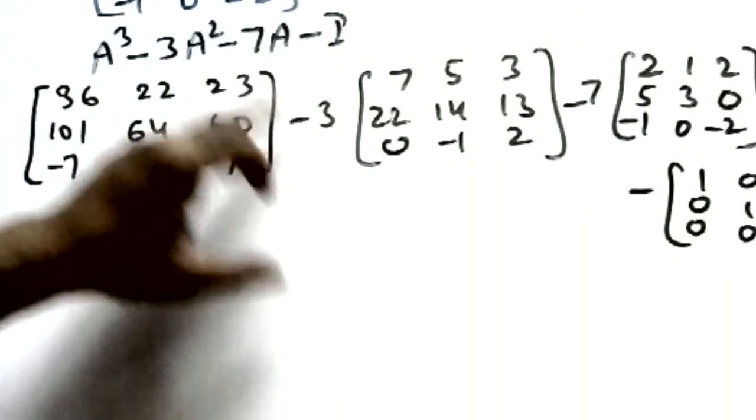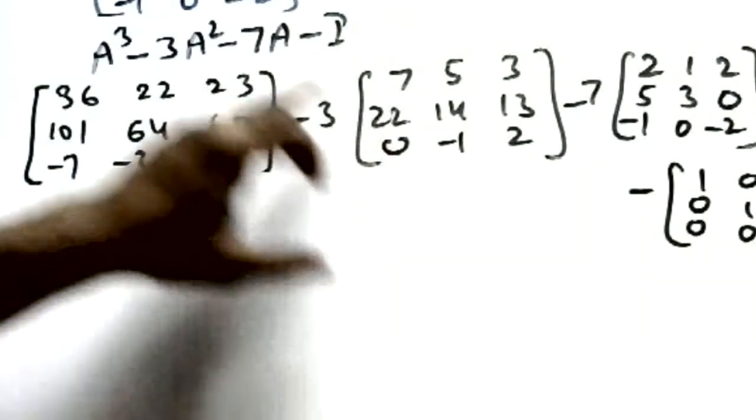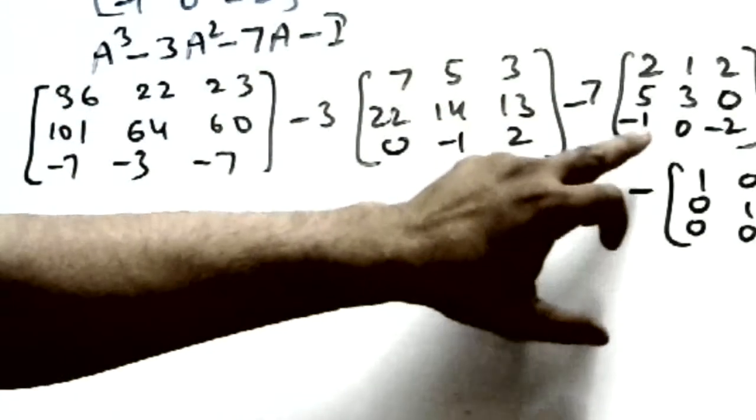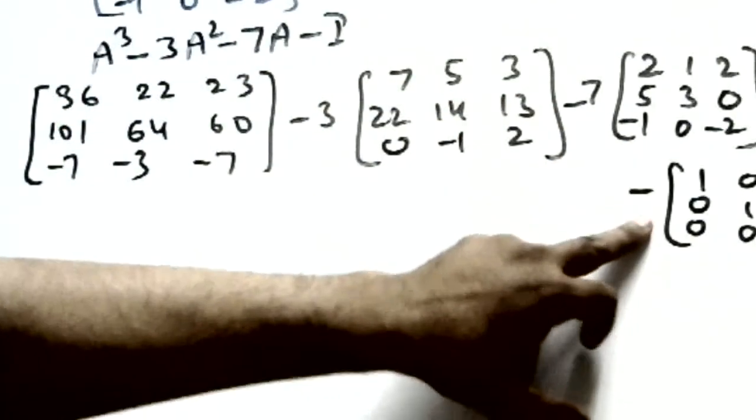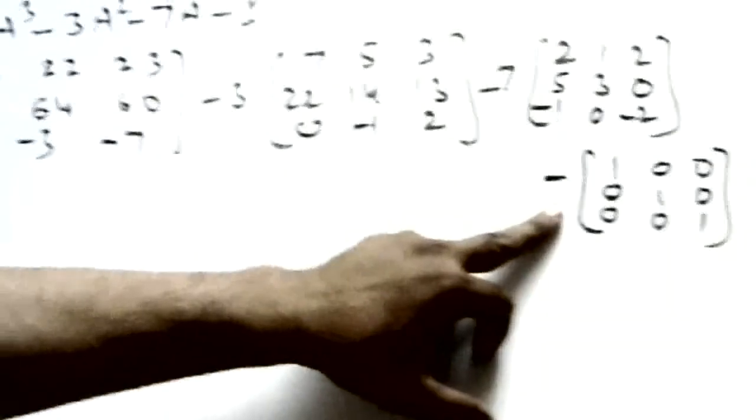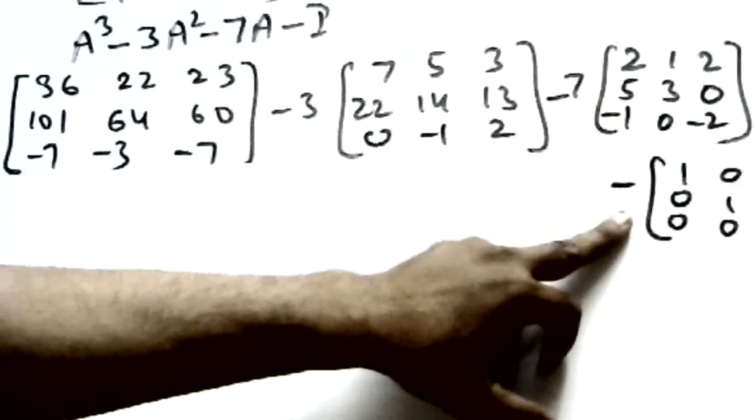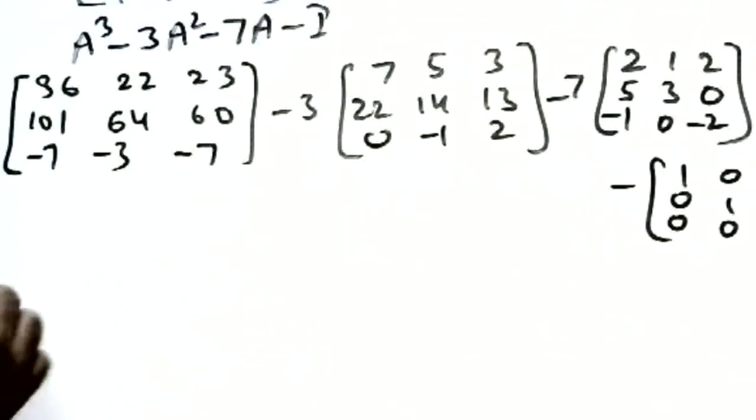This is the equation. A cube we got this one, minus 3 into A square, we got this one, minus 7 into A, the value of A is this, and I is the identity matrix 1 0 0, 0 1 0, 0 0 1. Now how to solve? See, there are many methods. I am showing like this.